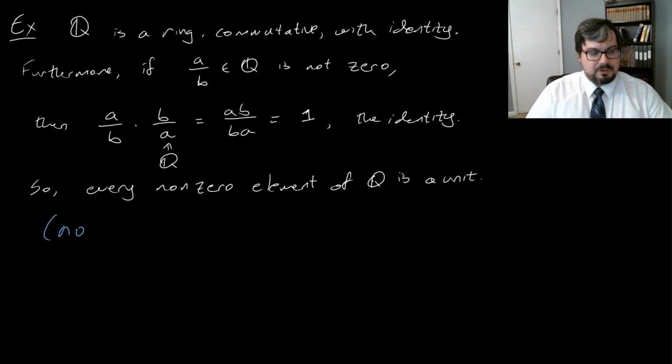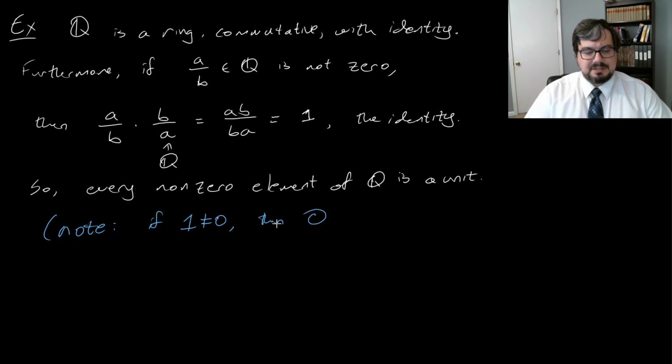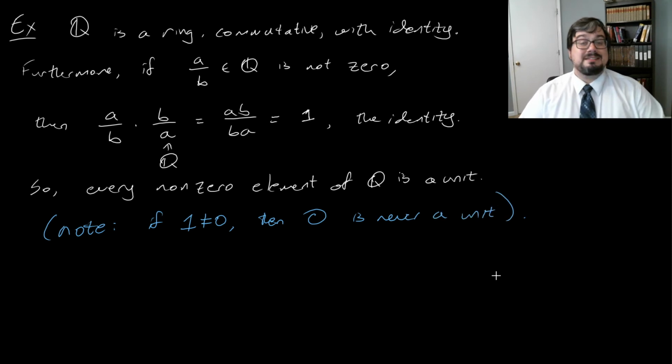So let's note, if 1 is not equal to 0, then 0 is never a unit. So it's just not possible to divide by 0. Every non-zero element of Q is a unit.